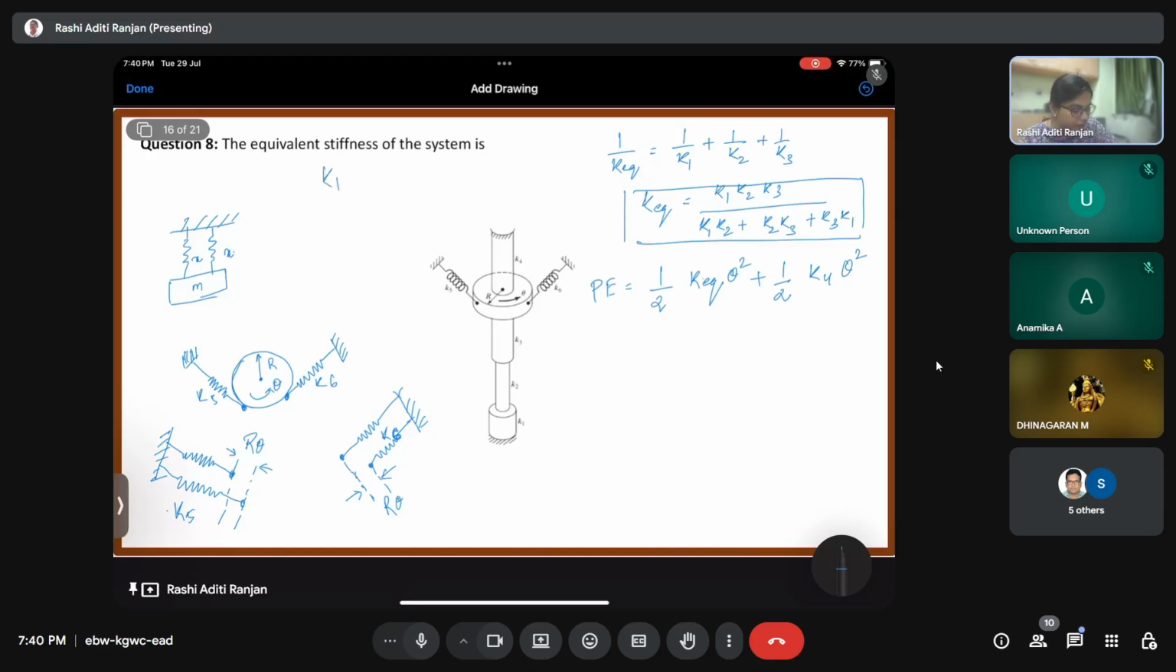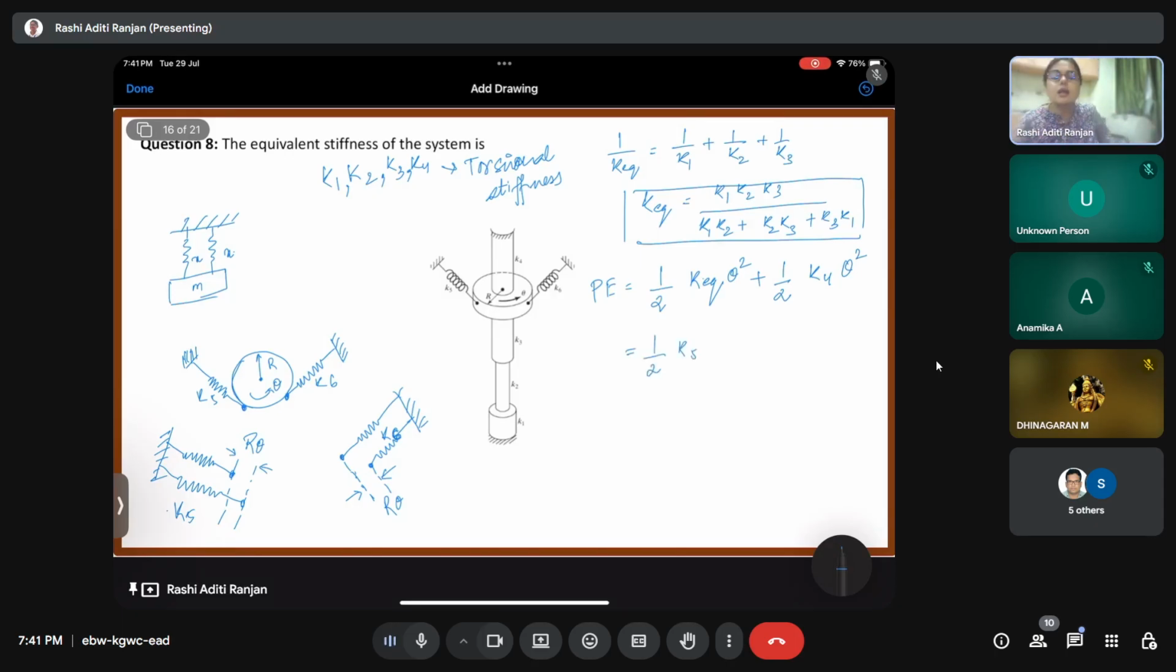I'll write it also. Torsional stiffnesses are defined in terms of per unit angular variation. These are torsional stiffness. Okay, so K4 into theta square. Then we have K5 and K6, wherein we have half K5, the total movement.